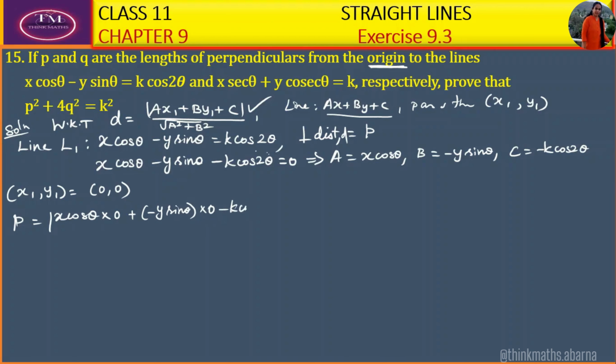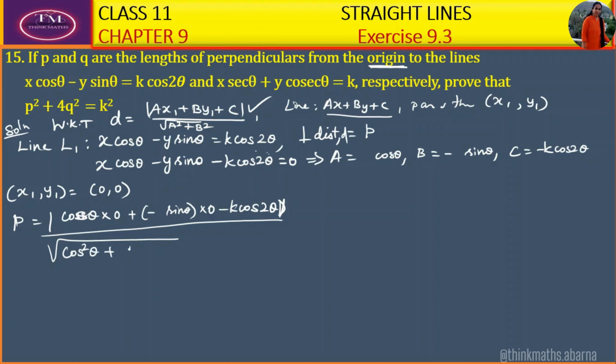It is minus k cos 2 theta divided by square root of... I'm sorry, A is not x cos theta, A is the coefficient of x. So it will be only cos theta. Okay, so x will not come and y will not come. So only cos theta. So A is cos square theta, A square plus B square sin square theta. Minus sin theta whole square, minus square is positive.